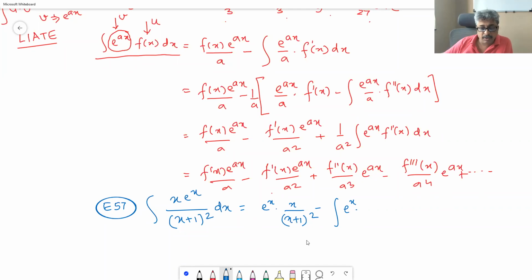Now, what is the derivative of x upon x plus 1 square? Right?